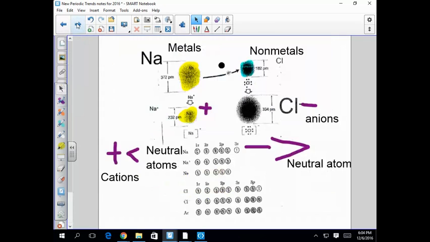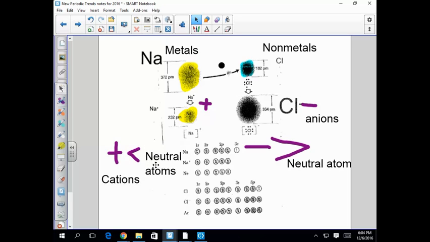Let's go on to this next page, and I have it labeled here with the sodium being a metal representative and chlorine being a non-metal representative. And just notice here, my yellow covering of sodium is its size, but when it loses an electron to chlorine, then the electron leaves and that makes sodium smaller. Its positive ion is going to be smaller. So positive ions are called cations, and they're normally smaller in size than neutral atoms.